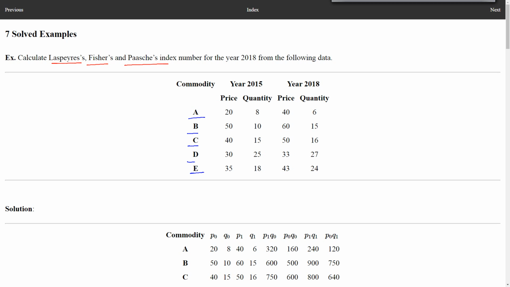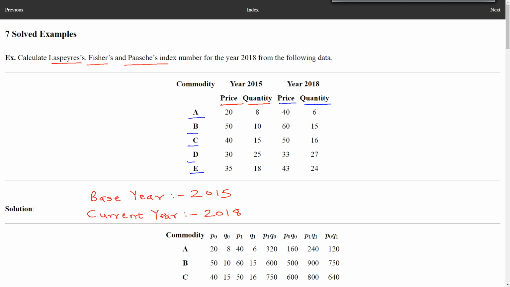So what is the base year here? Base year is 2015, and current year is 2018. So in any problem you can identify the base year and current year. Price in 2015 will be price in base year, quantity in 2015 will be quantity in base year. Similarly, price in 2018 will be price in current year and quantity in 2018 will be quantity in current year. Recall the basic notations from the previous lecture.